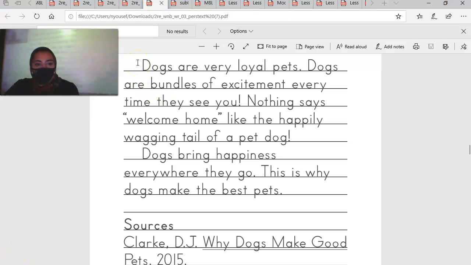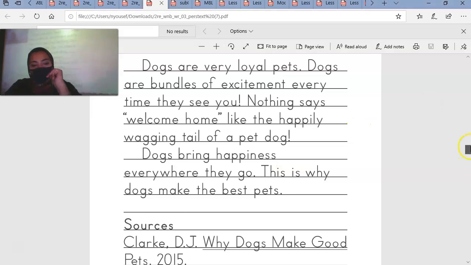1, 2, 3. Dogs are very loyal pets. Dogs are bundles of excitement. Every time they see you, nothing says welcome home like the happily wagging tail of a pet dog. Dogs bring happiness everywhere they go. This is why dogs make the best pets.